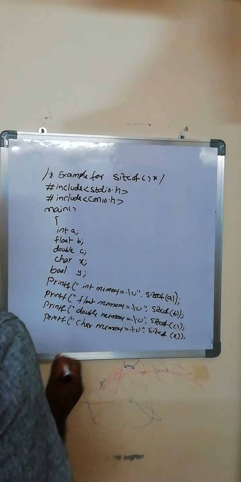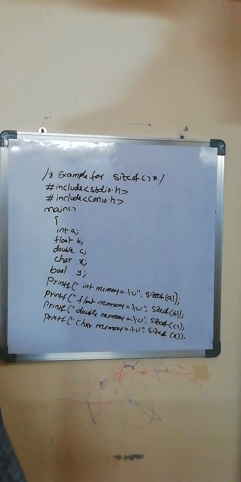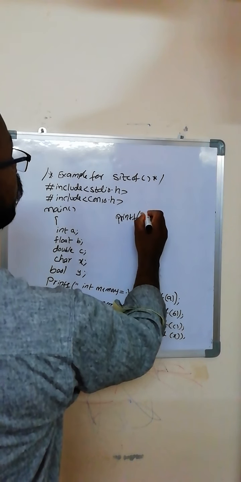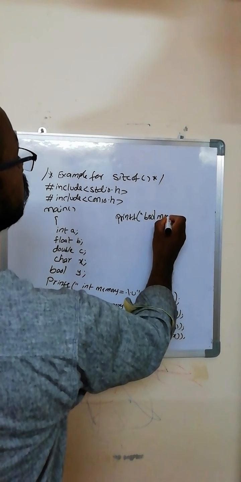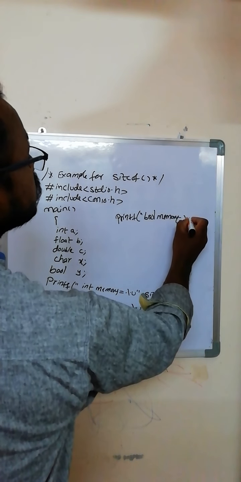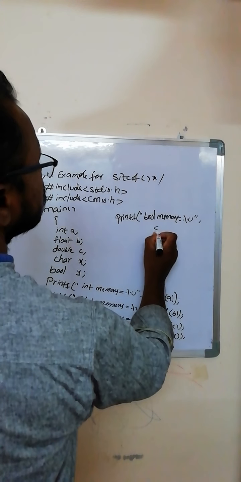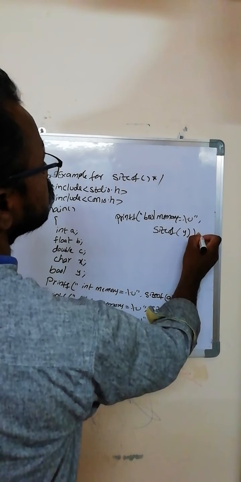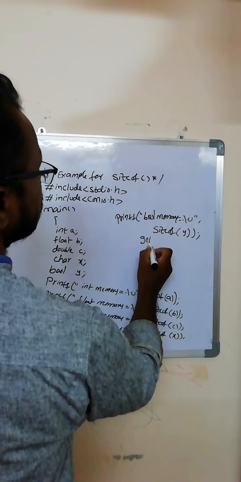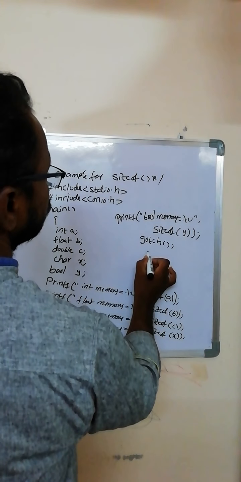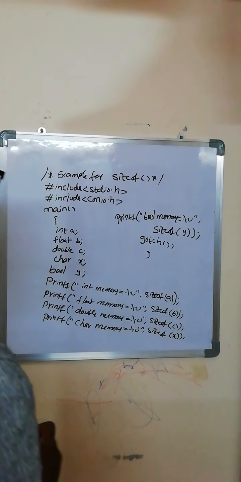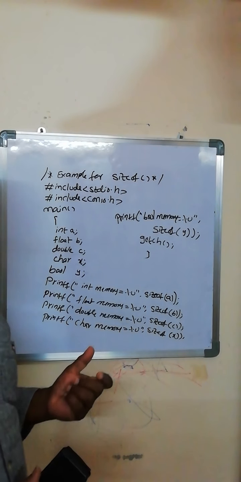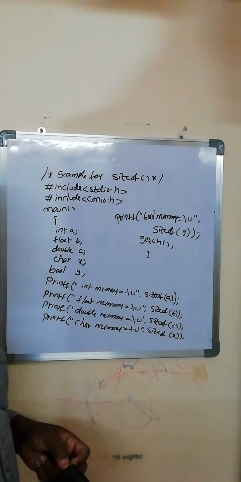Similarly, write the next statement after char. The next statement is boolean. We can write the printf bool memory equal to %u within double quotes closed, comma, sizeof the bool variable y. You can close the printf statement. Finally, we can declare the getch function. After completing the statements, we can close the parenthesis. This is the simple program for calculating how much memory data type variables require using C language.